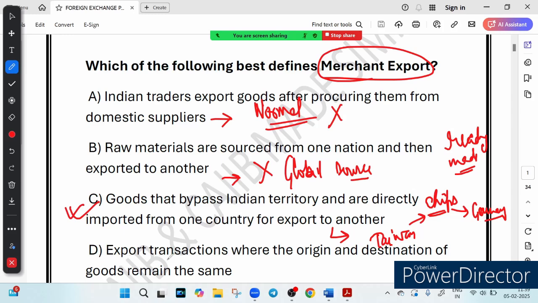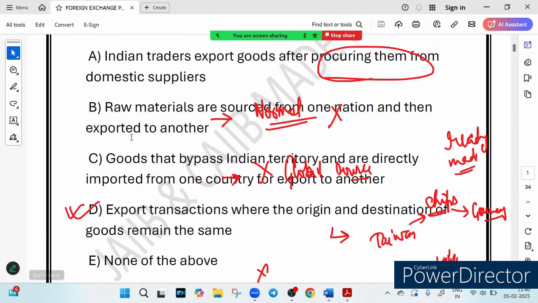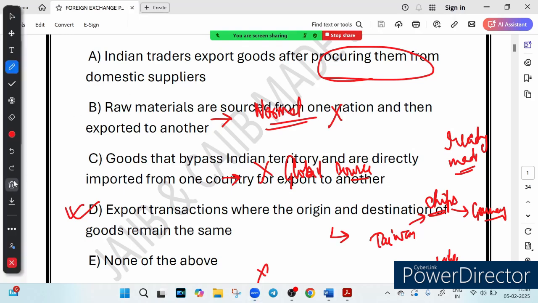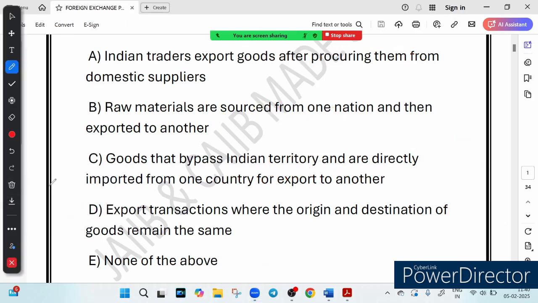This is an example of merchant export because the goods never entered India and are traded internationally. Option D says export transaction where the origin and destination of goods remain the same. This statement is vague and does not define merchant export. It could refer to regular export where goods move from India to another country without any intermediary role. So this option is also incorrect, because merchant export always involves a middleman, like the Indian trader, but goods never physically enter India. Option E says none of the above, which is also incorrect since we found the correct answer to be option C.